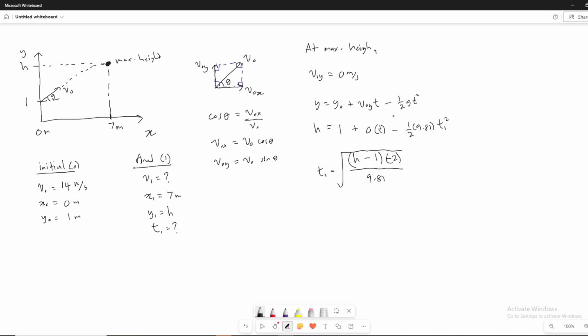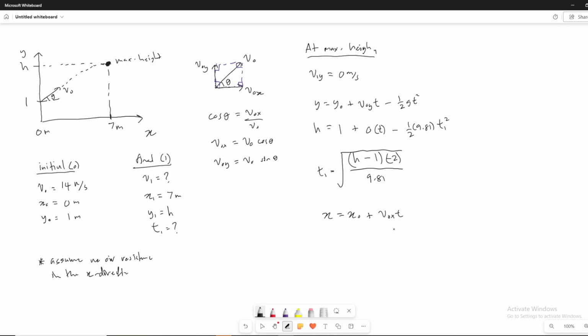Next, let's look at the maximum height point. At this point, let's look at the x direction. So we have x equals x naught plus v naught x t. We don't have the other term because there's no acceleration. We assume no air resistance in the x direction.